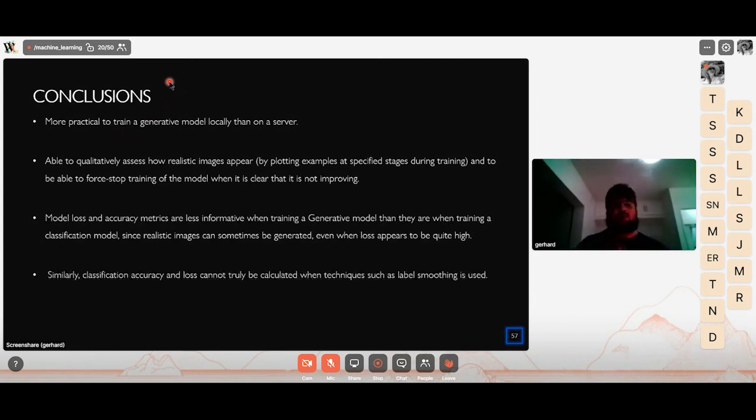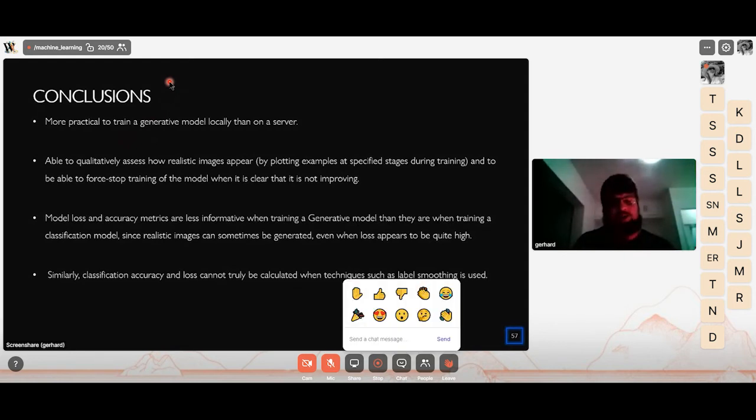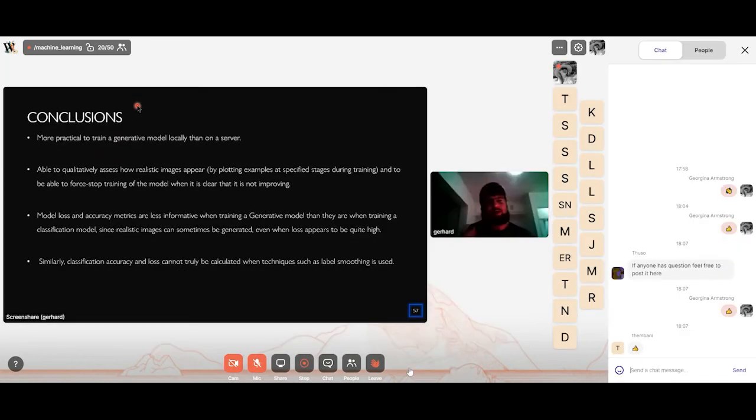Another thing to take into account is that if you use something like label smoothing and so on, you can't really use accuracy metrics and model loss metrics. You can't really understand them as well as you would if you did a classification or a regression model. Because you're doing label smoothing, it's not realistic.